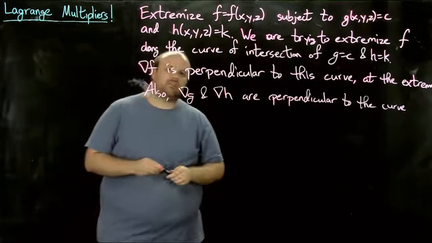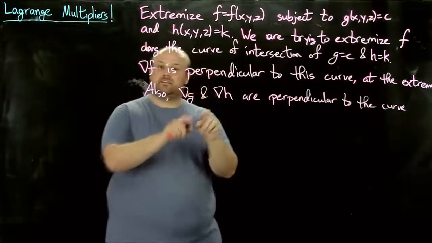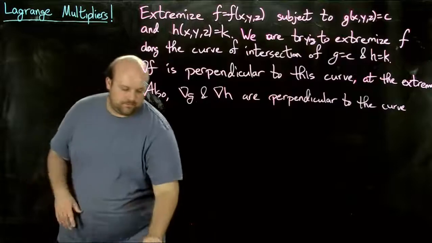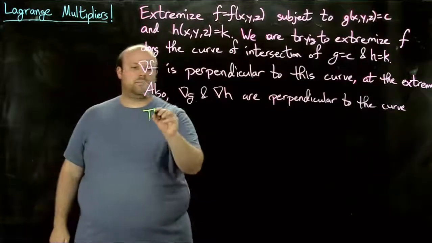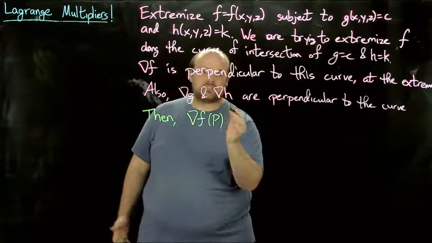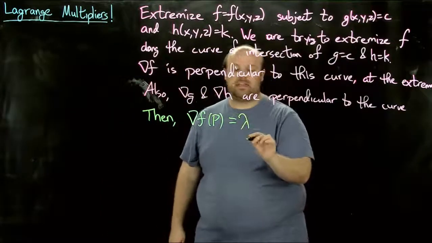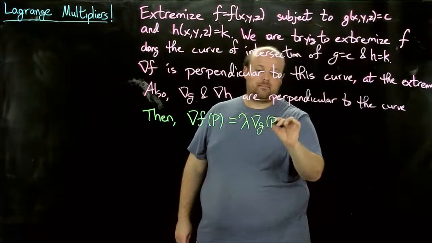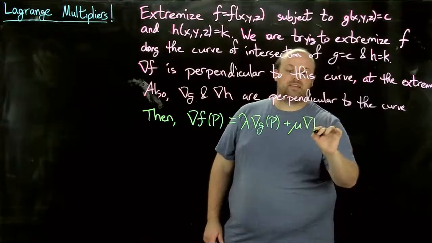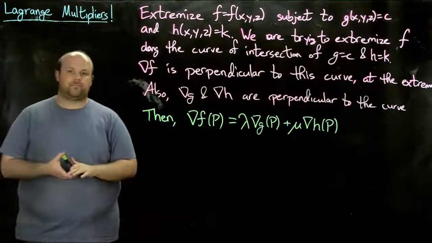All right. So what does that leave you? What are the other 2 directions? The other 2 directions must be these 2 gradients, the gradient of g and the gradient of h. So what does that mean? That means that the gradient of f at p, at an extremum, has to be a combination of these 2. So lambda gradient g at p, plus we need another Lagrange multiplier, let's call this one mu, gradient of h at p. Okay? So that's what it means, right?